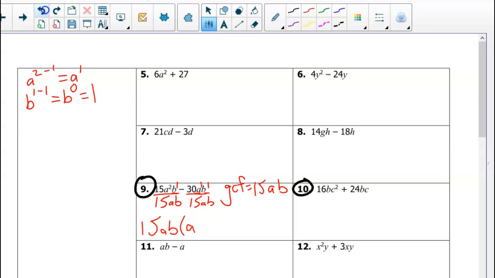In the second term, I have negative 30 divided by 15, which is negative 2. I have 1a, or a to the first, over a to the first. That's just going to become 1, just like my b was before.